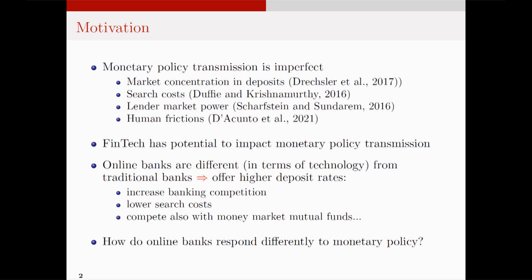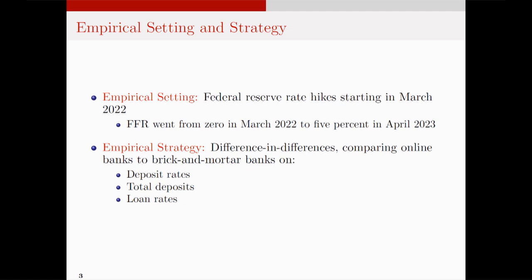So in this paper, we ask this very simple question: how do online banks respond differently to monetary policy, to changes in the federal funds rate in the US? Of course, you can guess which empirical setting I'm using. I'm using the recent Federal Reserve rate hikes, which started in March of 2022. When it started, the rates were almost zero, and then over a year period till April 2023, the rates increased from 0 to 5%.